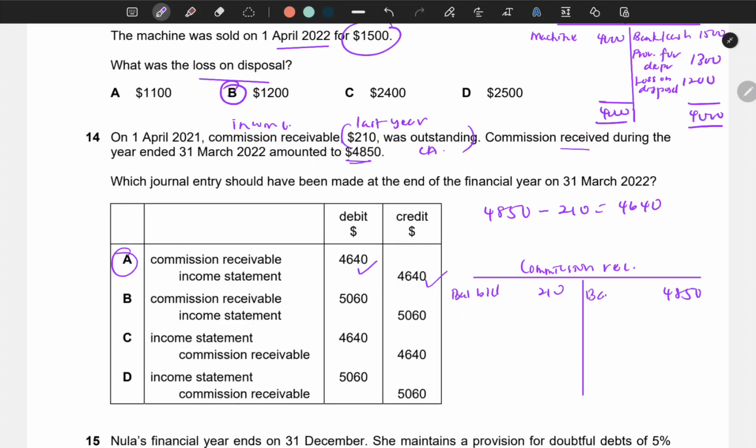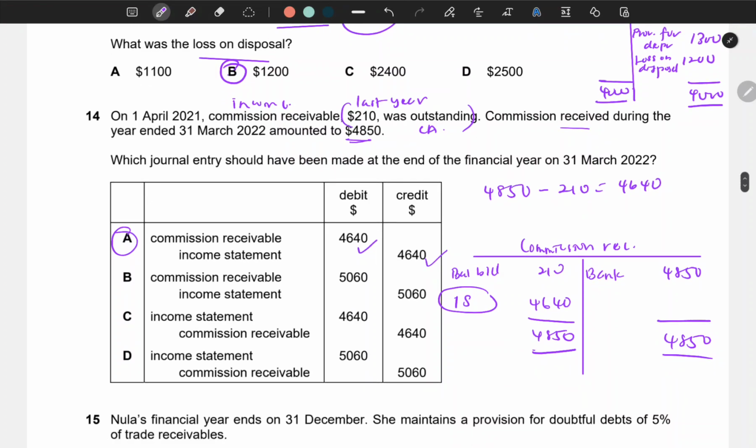Maybe you can just put bank. So there should be no balance, because they don't give us any balance. So we just need to close the account. This credit side is more, 4,850. So the balance will go to the debit, but we do not call it balance, we transfer to the income statement. So how much do we transfer to the income statement? 4,640. So that's why it's on the debit side of the commission receivable account and you credit income statement.